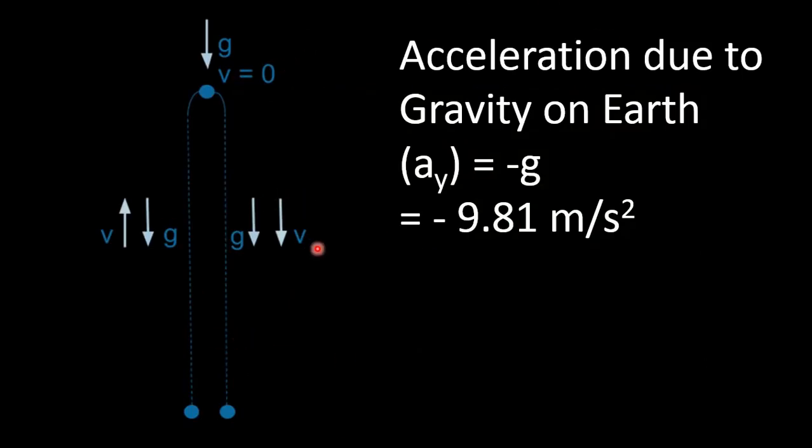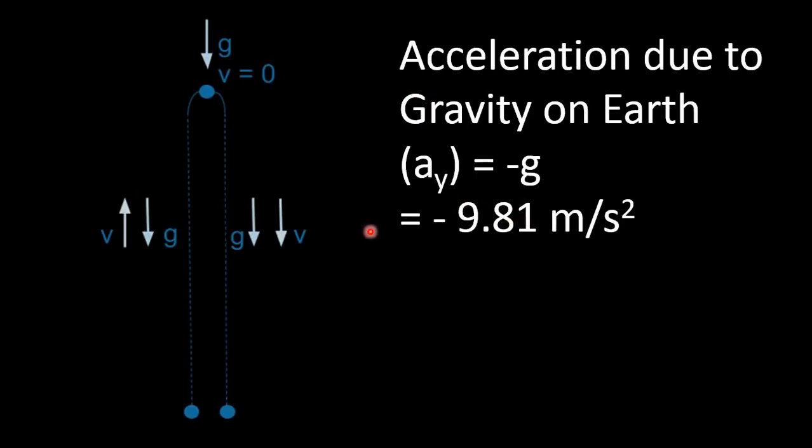And at what rate? This is the acceleration due to gravity on earth. The value would be 9.81 meters per second squared. But in your book, it says 9.8 meters per second squared. So here we're going to use 9.81, but in your book it's 9.8.